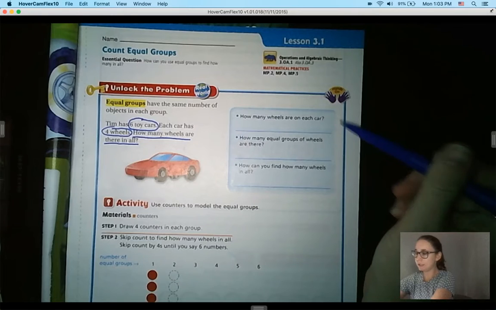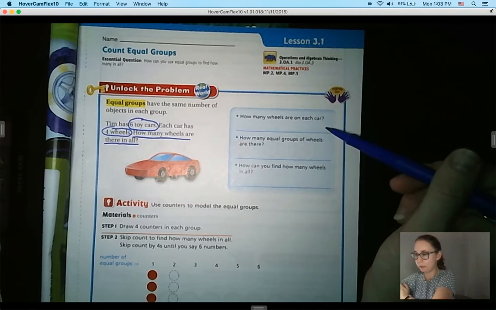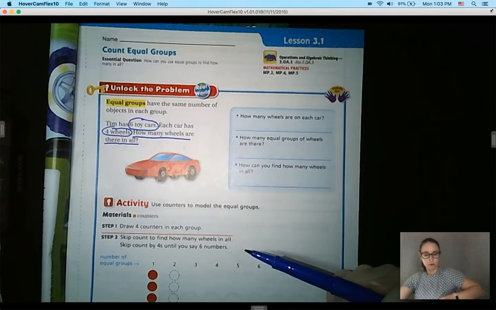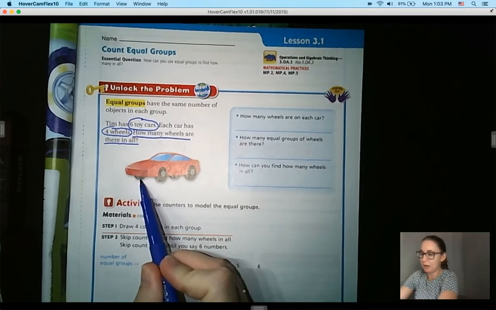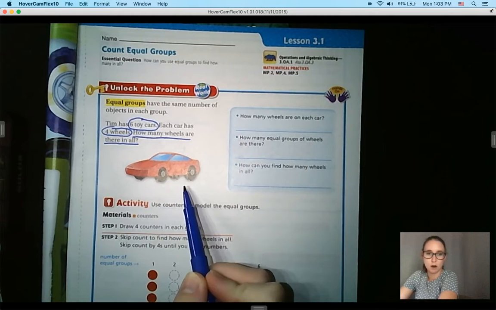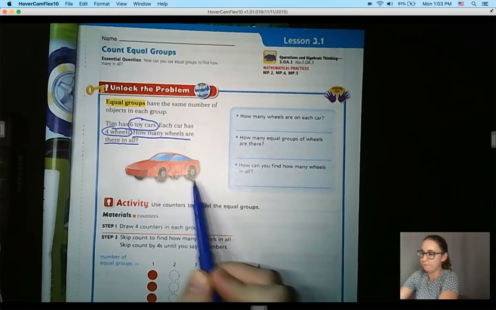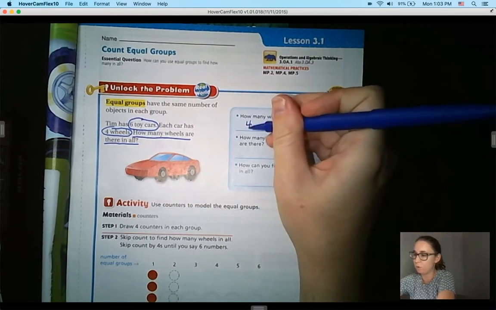So looking at our side questions right here, we want to know how many wheels are on each car. So if you're looking at a car, how many wheels are on one car? 1, 2, 3, 4. 4 wheels.